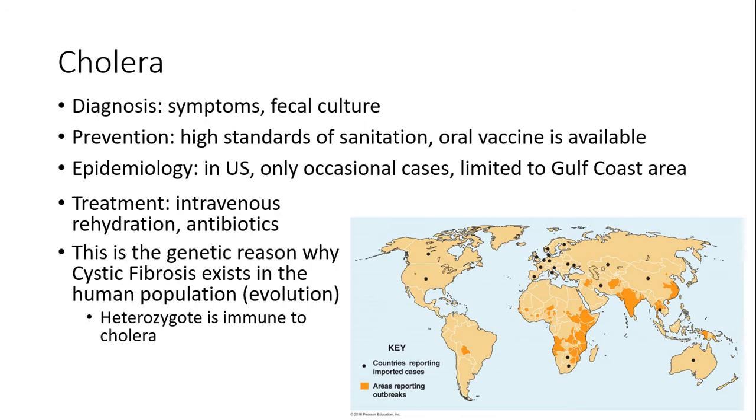So for diagnosis, it's going to be based on symptoms, if we see that rice water stool, as well as a fecal culture. For prevention, you have to maintain really high standards of sanitation, and we do have an oral vaccine that's available. We tend to give it to those that are traveling, for example, to an endemic area. For the epidemiology of this in the United States, we really only see occasional cases, and it tends to be limited to the Gulf Coast area.